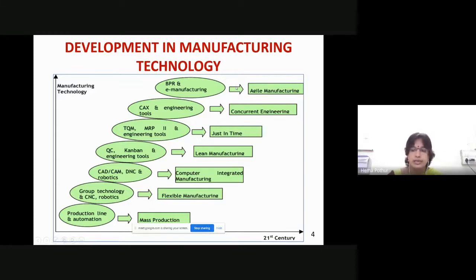To a great extent, there is a lot of confusion that has been established. If you talk about Agile, people will say Agile and Lean are one and the same, and that all these things, just in time, concurrent engineering, will come under Lean Manufacturing. No, it's not the case that Lean Manufacturing, Agile Manufacturing, just in time, and concurrent engineering are all falling under one particular arena.